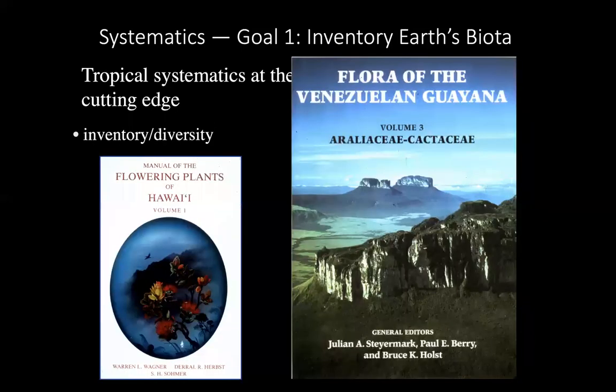Now, of course, there's a ton of work still to be done in the tropics, and tropical systematics is still at that cool species discovery, not even really having a sense of the magnitude of diversity in really cool places. Like this is the Venezuela Guyana shown here.